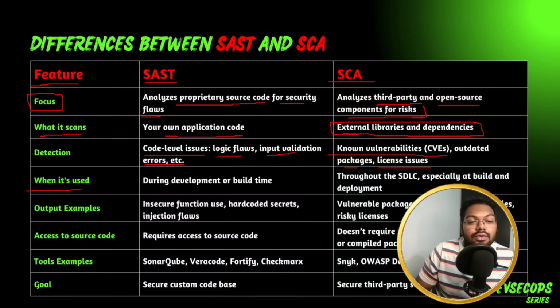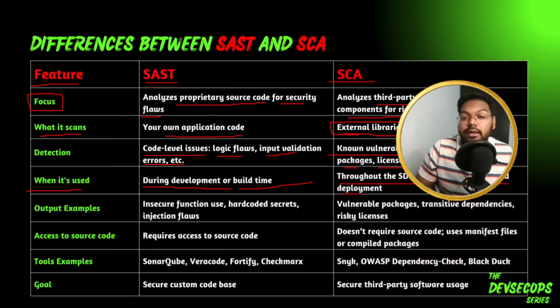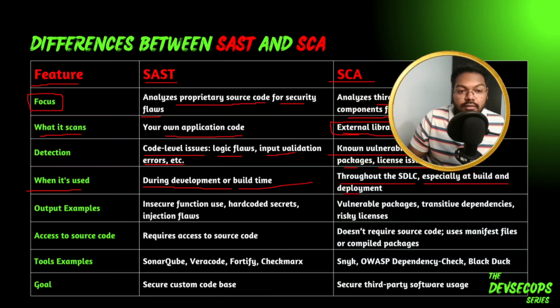Now when it's used: SAST is used during development or build time, and SCA would be used throughout the SDLC, especially at build and deployment time, because we need to make sure that whatever components are consumed in my application are really secure and safe. Then what are the different output examples? Insecure function use, hard coded secrets, injection flaws. This is what is found in SAST scans. It would give you this kind of output.